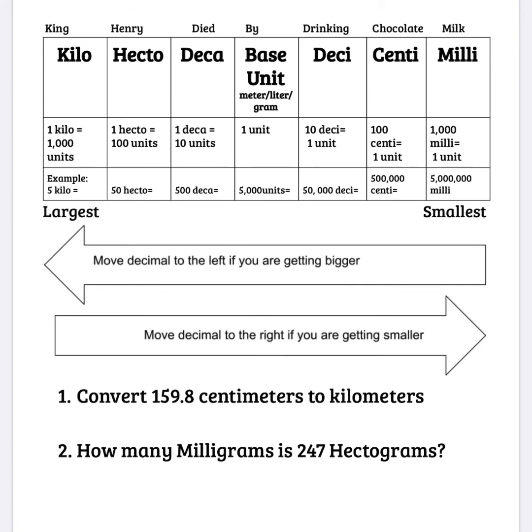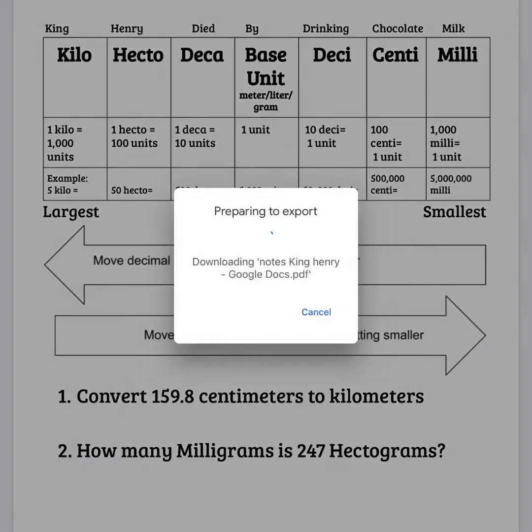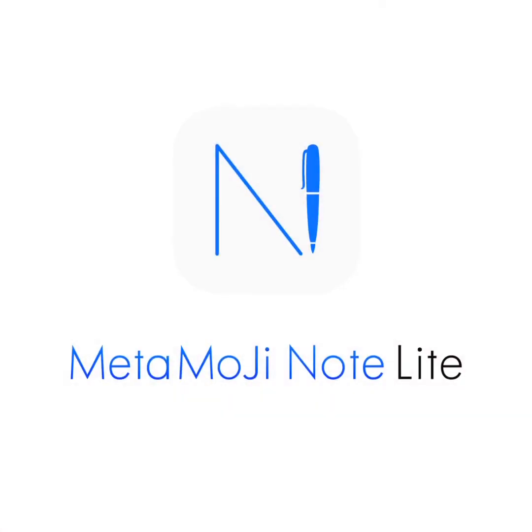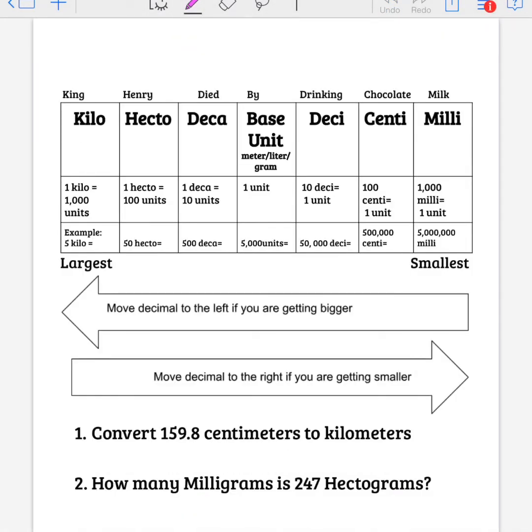In the middle of this chart, we have a base unit. I don't think I can write on this. Here, I'll help you out. Okay, let me open this in my app so I can write on it. Okay, so this is my base unit here. This could be meters, liters, grams, or any other type of base unit, okay?